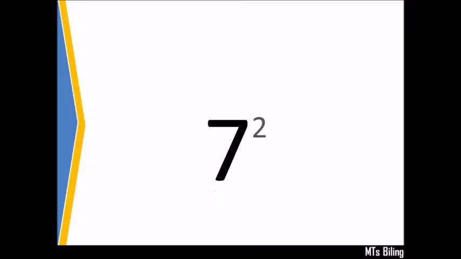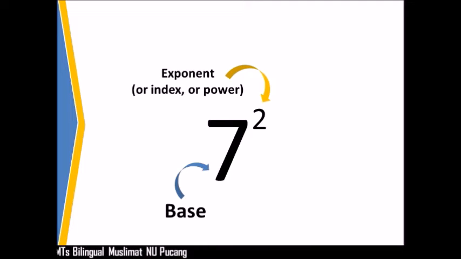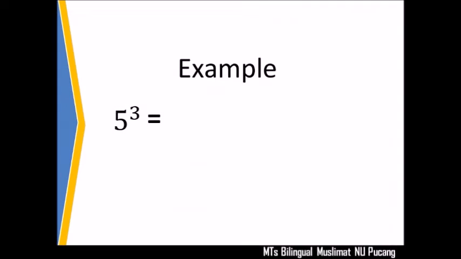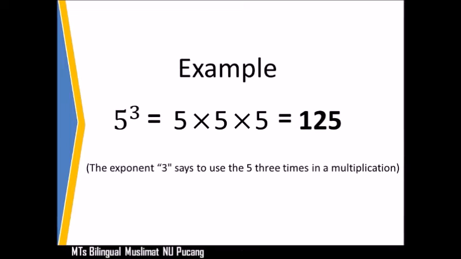For example, 7 to the power of 2. 7 is the base and 2 is the exponent, or index, or power. For example, 5 to the power of 3 equals 5 times 5 times 5 equals 125. The exponent 3 says to use the 5 three times in a multiplication.